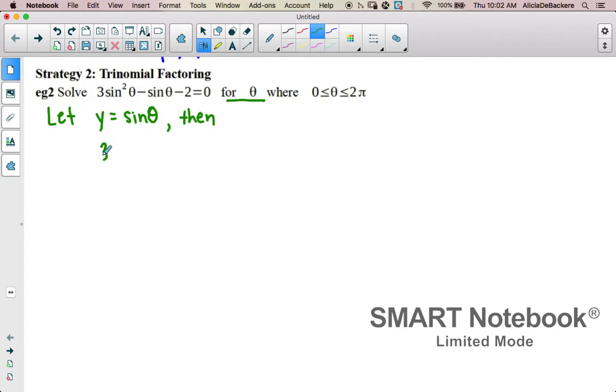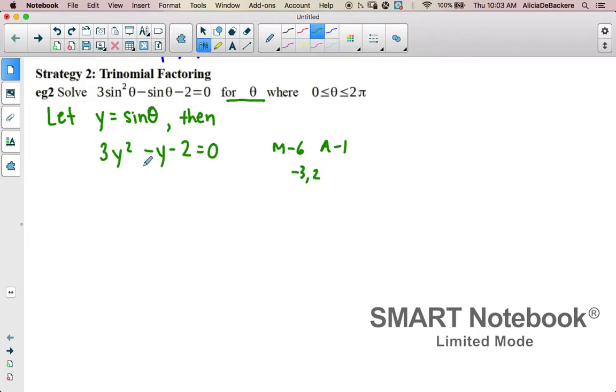So now instead of sine squared of theta, I have y squared. And then instead of subtracting sine theta, I have subtracting y, and then of course subtracting 2 equals 0. And now this becomes a little bit more familiar for me to factor. Now to factor this, I'm looking for what multiplies to the first number 3 times the last number negative 2. That's negative 6. And I want to add to the middle number negative 1. So my two numbers that I'm going to use here are negative 3 and 2.